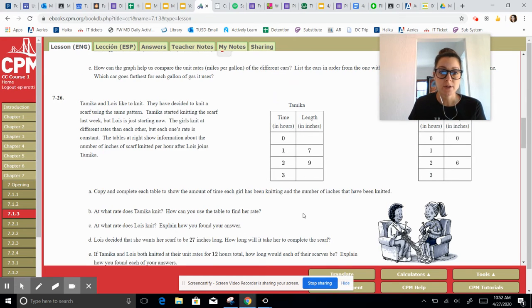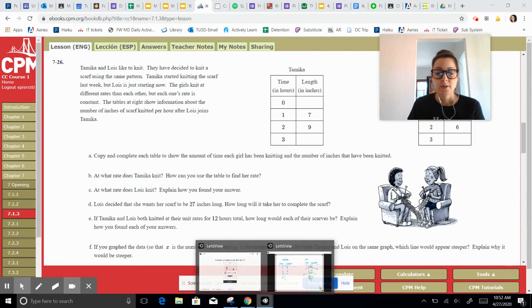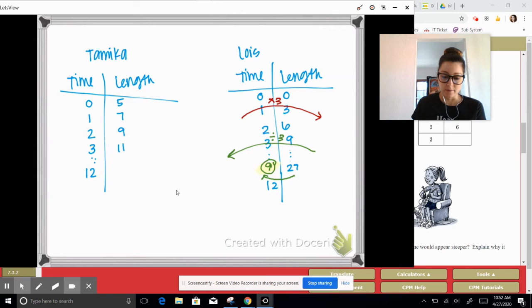The next question asks, if Tamika and Lois both knitted at their unit rates for 12 hours total, how long would each of their scarves be? So now we're looking at what the length of the scarf would be if they knitted for 12 hours. Again, for Lois, we take that 12, multiply it by the unit rate, which is 3, and that gives us an answer of 36 inches. So you should have 36 inches there in that table.